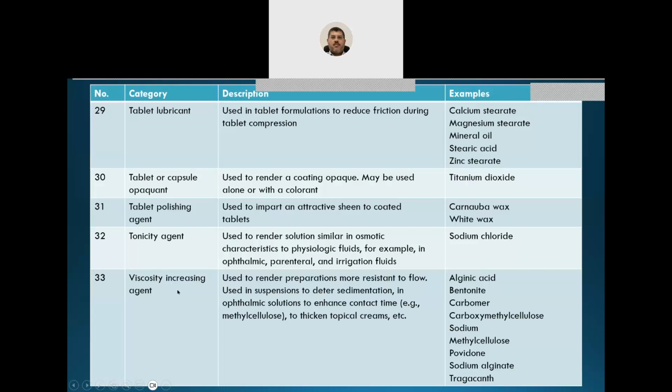We can use some viscosity increasing agents in many formulations, used to render preparations more resistant to flow. When we talk about liquid preparations, for example, they are used in suspensions to decrease the sedimentation rate, and in ophthalmic solutions to enhance contact time. Once you instill a drop of eye drop, it will remain in the eye and not flow out of the eye quickly. And we use it to thicken topical creams. We use it for sustained release tablets, many uses. And most of them are thick materials and polymers.